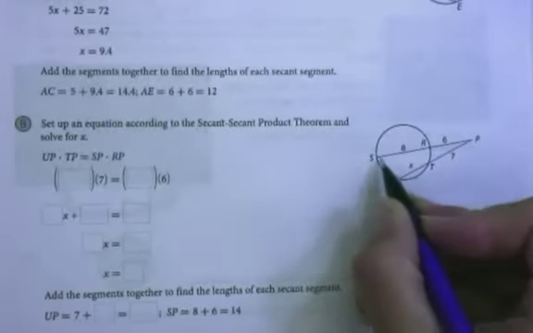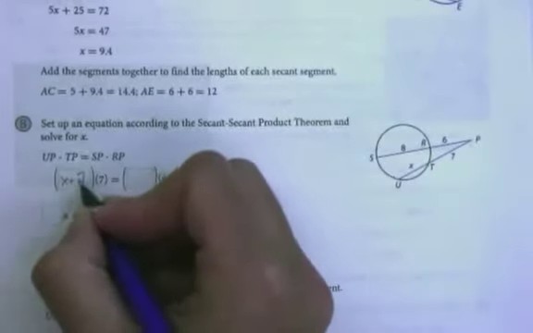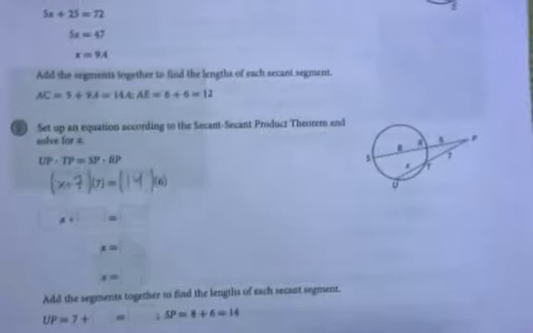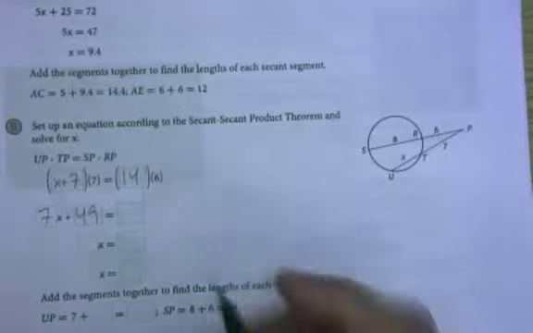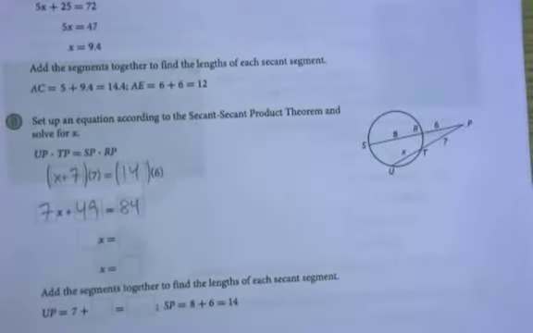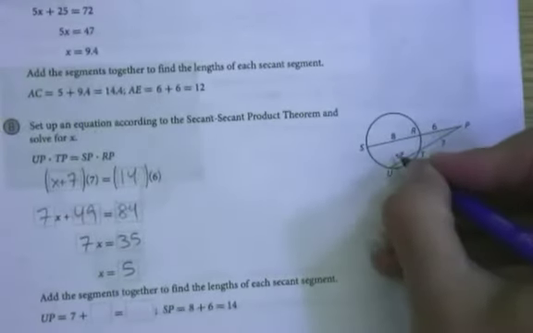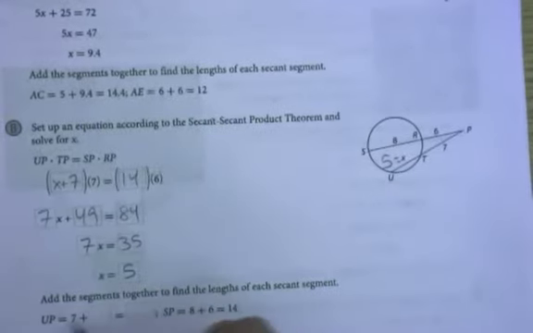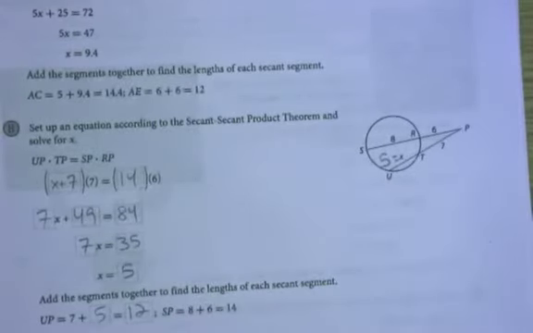UP times TP is going to equal SP times RP. The length of UP is x plus 7. The length of SP is 14. I distribute to get 7x plus 49 equal to 14 times 6 is 84. I subtract 49 from both sides. And then x is 5. So the length of UP is 7 plus 5, which is 12. And then, of course, the length of SP is 14.